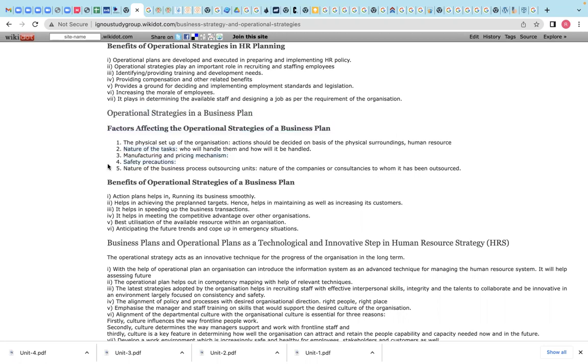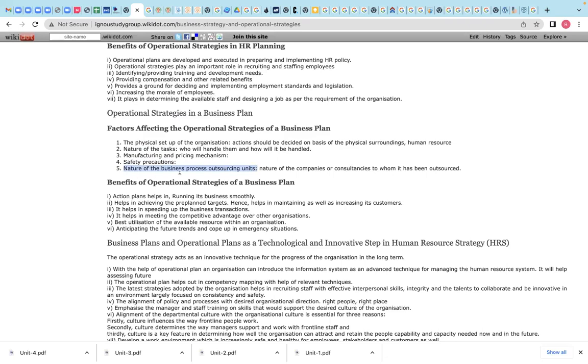Let's say I'm trying to implement something and the price is very, very high to procure that equipment. I'm trying to improvise certain skills. I can't really get it because the price is high, right? So those kinds of things would also affect your operational strategy. Next is safety precautions. There are certain safety mechanisms that you will have to adhere to, and those also affect your operational thing. And the nature of business process and outsourcing unit.